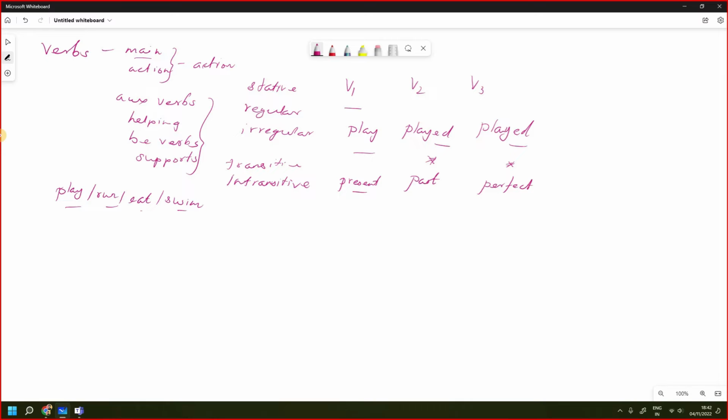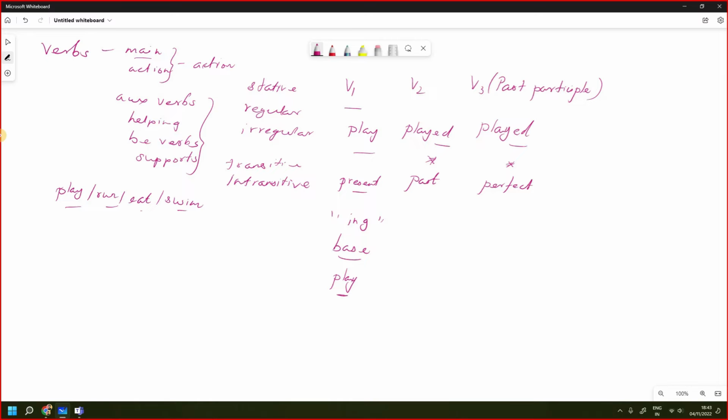Now this V3 is also called the past participle. And whenever you add ing to the base form of the verb, the base form of the verb is the first form of verb, that is play. In the case of this word play, play is the first form. We cannot reduce it to another word, right? We can only add to it.